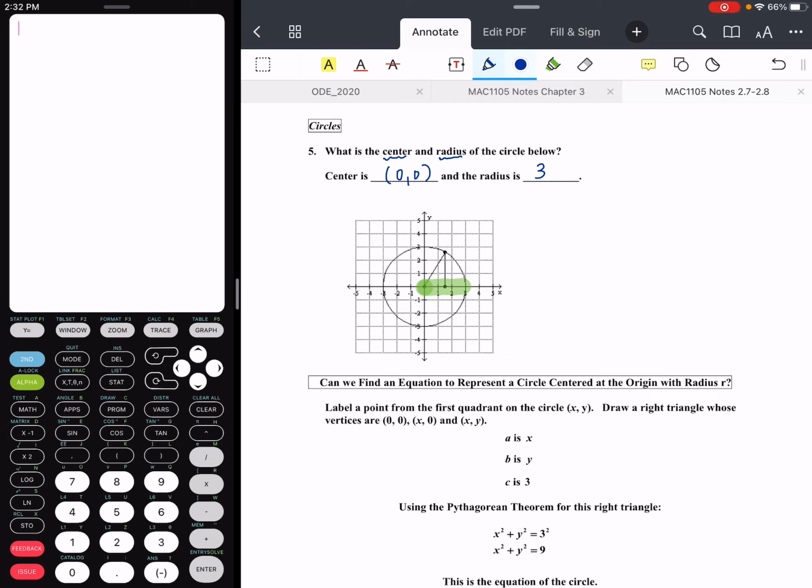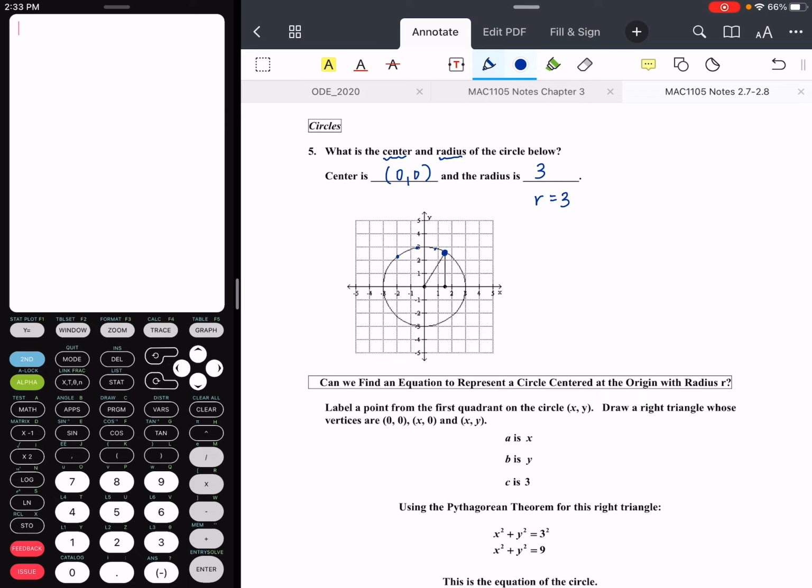I can go any direction from the center: straight up, 3. To the left, I go out 3, and down I would go 3 as well. So the radius is from the center to the actual circle itself. The center is 0, 0, and then we say the radius r equals 3. Let's suppose that we want to create an equation to represent all of these points on the circle.